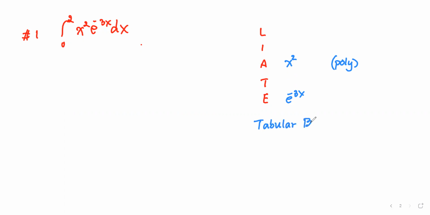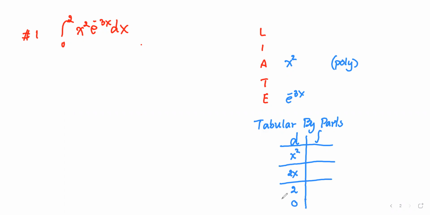Tabular. What does it mean to use tabular bypass? You draw the table, one column, you're going to find the derivative all the way until you get 0. The other column, you find the antiderivative, okay, until the last row that you have the derivative 0. So the hint is, since we know that the x squared is a polynomial, you're gonna have to keep going finding the derivative, until you get 0. So that means for this case, you're gonna have like 4 rows, okay?